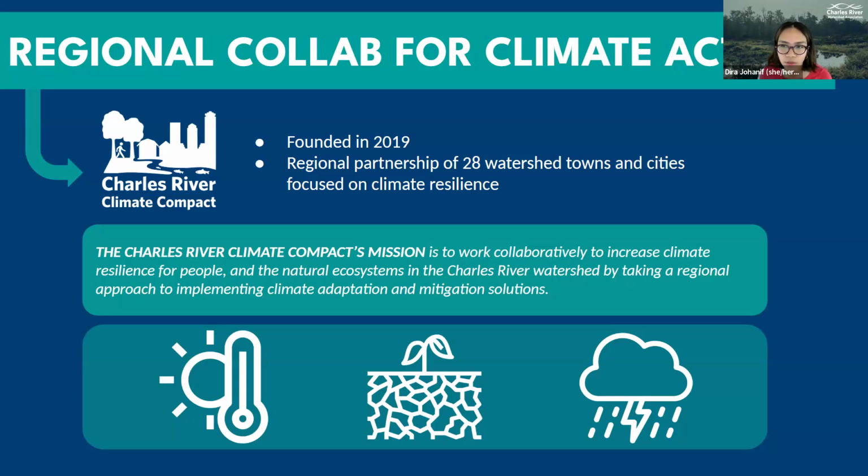So in 2019, we created the Charles River Climate Compact, a regional partnership of 28 out of the 35 towns in the Charles River watershed. This group comes together out of a need and desire to find shared solutions to shared climate challenges like extreme heat, drought, and especially flooding.